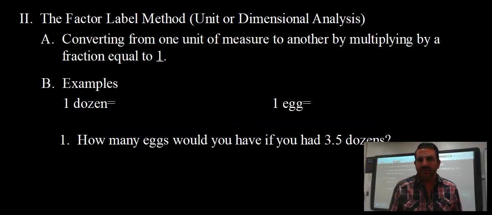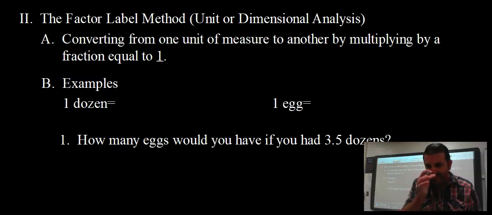One of the most important skills in chemistry is something known as dimensional analysis or unit analysis, or as it's called here, the factor label method. We'll be doing a lot of converting from one unit of measure to another, and we're going to use something called a conversion factor. These conversion factors are just a fraction, and this fraction is equal to 1.